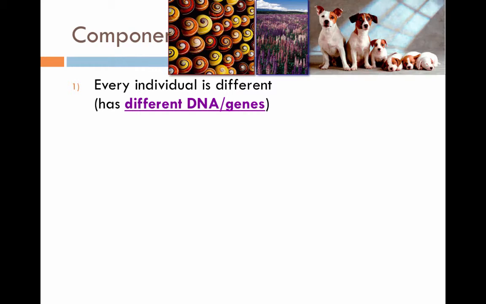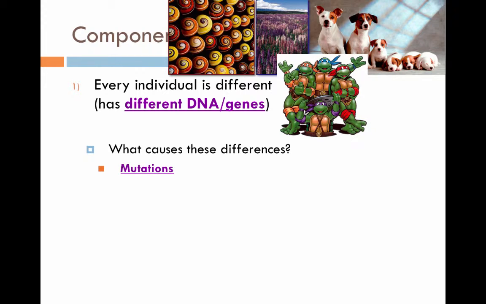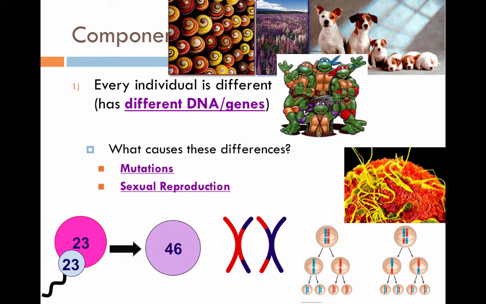For example, all of these snails, plants, dogs look similar to each other, but they are all slightly different, even if they had the same parents. What causes these differences? Well, we discussed this in the last few units. Mutations can cause differences in DNA sequences, and so does sexual reproduction.